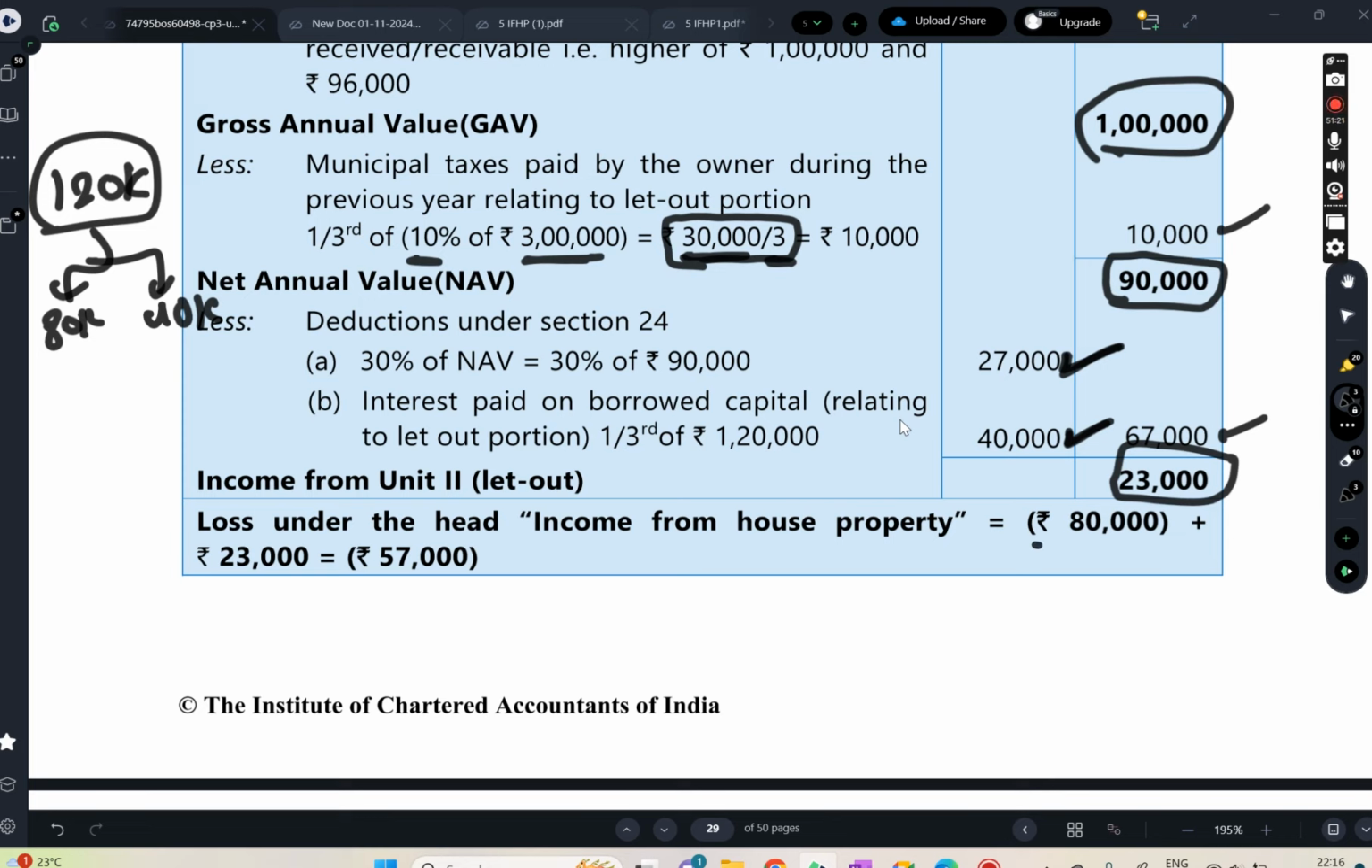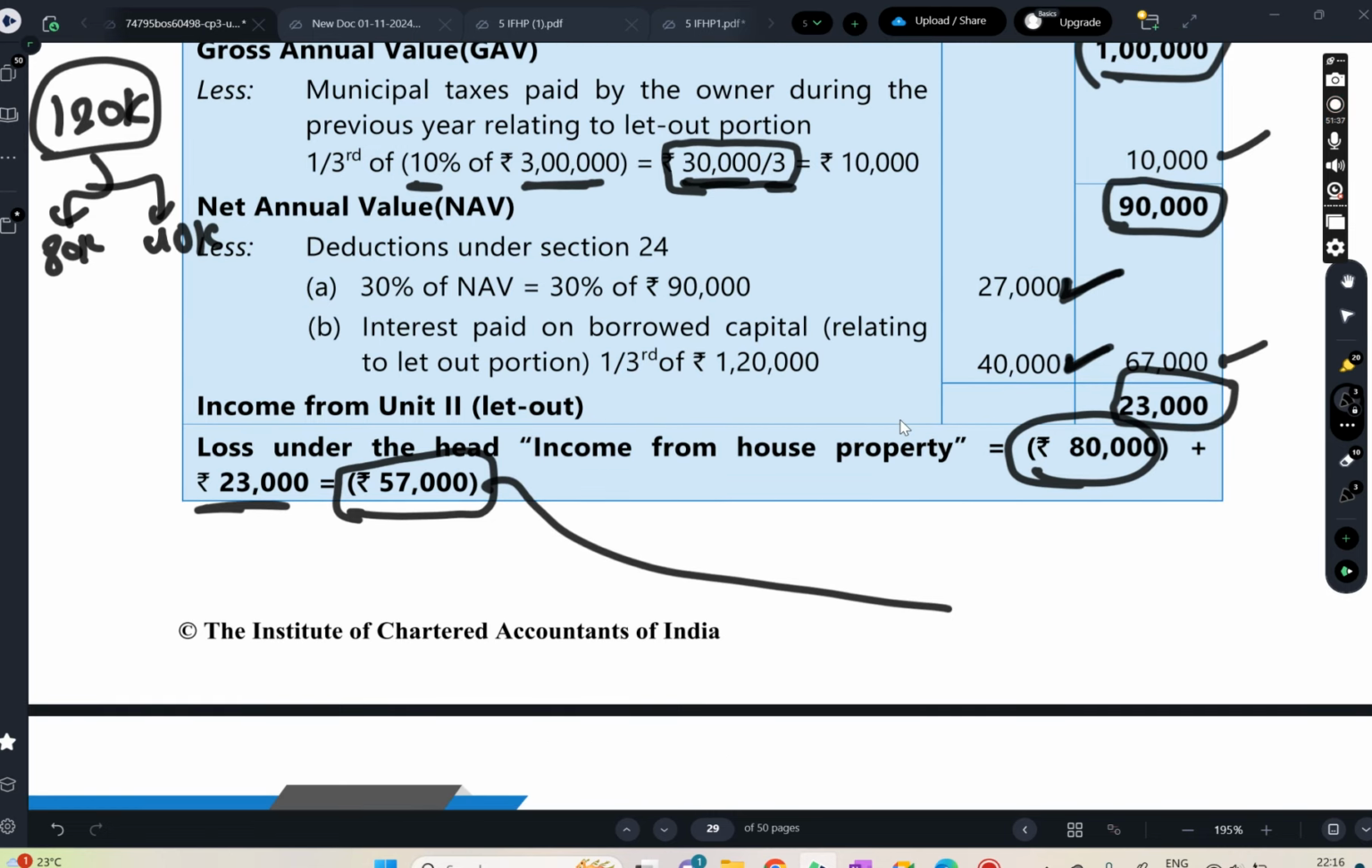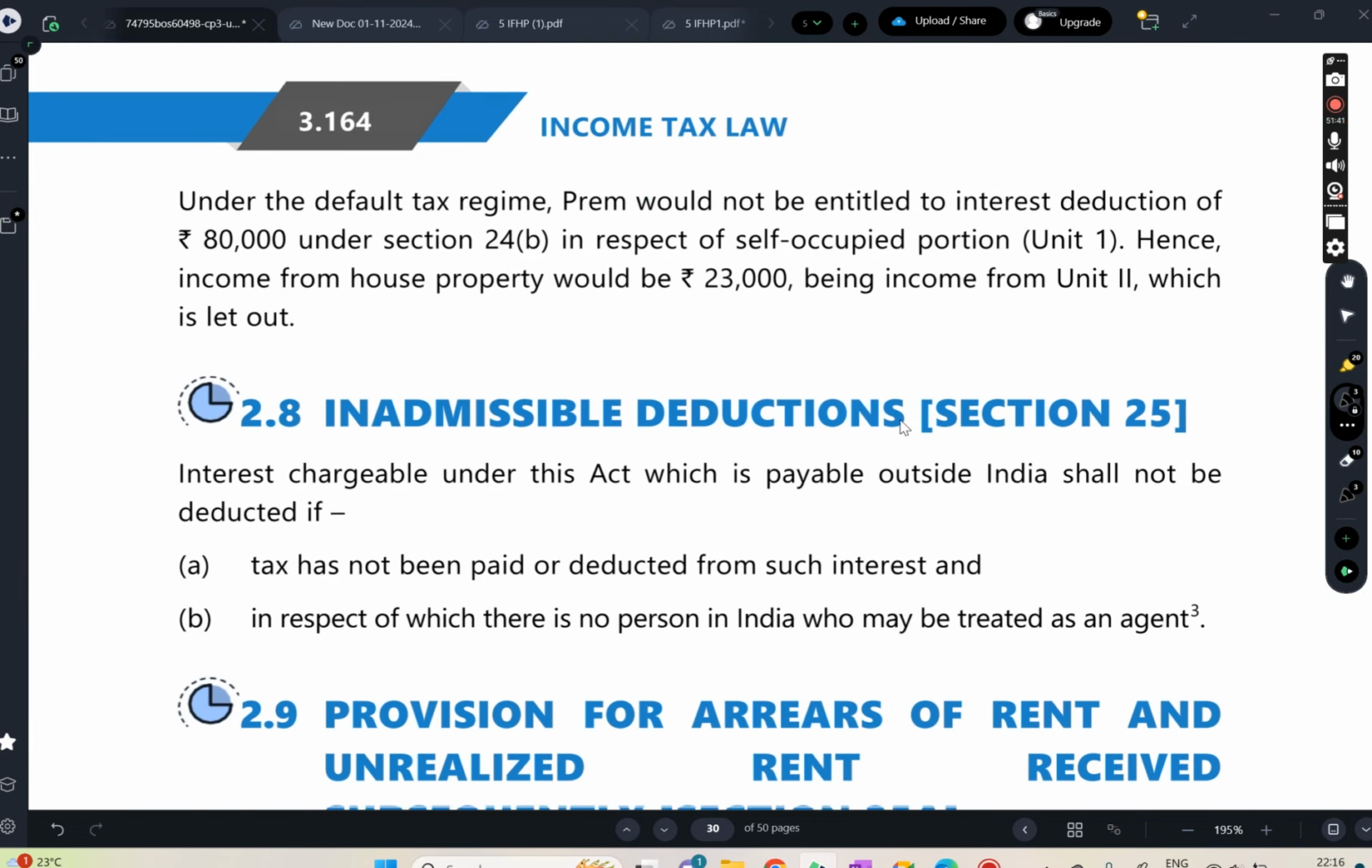And from the first property you got 80,000 loss, and from the second property you got 23,000 rupees income. So if you set it off, still you got a loss of 57,000 rupees. This will be carried forward to the next year. Okay, next, if you get income next year, you can set it off next year. We have a separate chapter anyway for that.